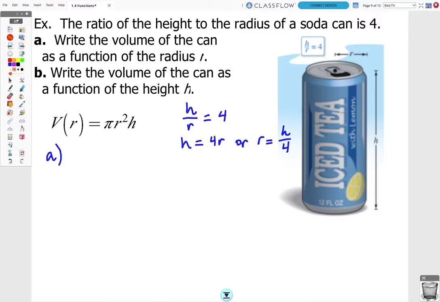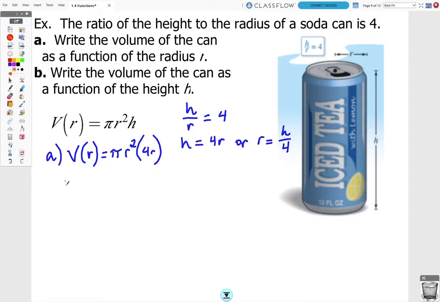Now, in order for us to have just one variable, we have to do some substitutions. So they want a function of the radius r. That means that I have to get rid of h. So in part A, I'm going to say volume in terms of r is equal to pi r squared. Instead of h, I'm going to use a substitution for h. h is equal to 4r.